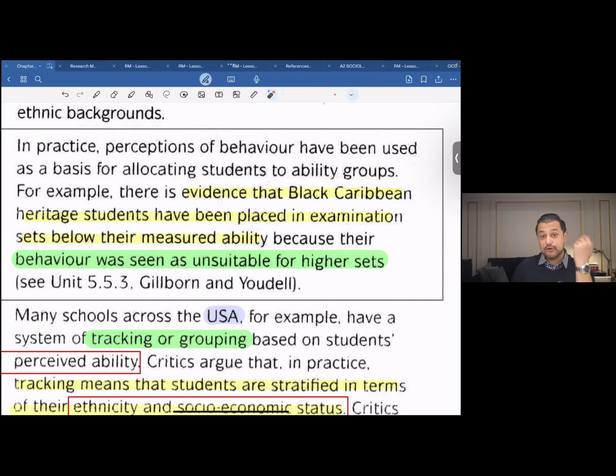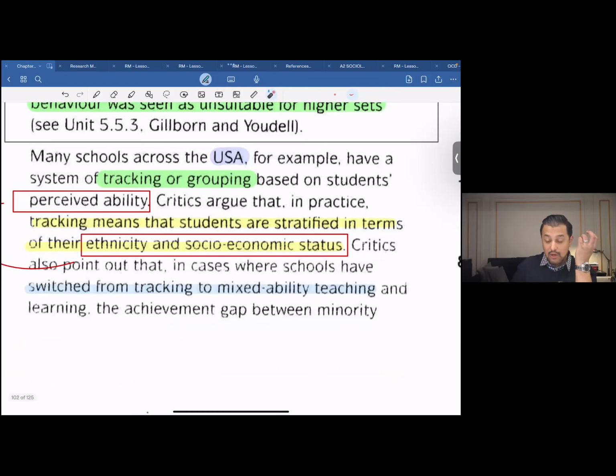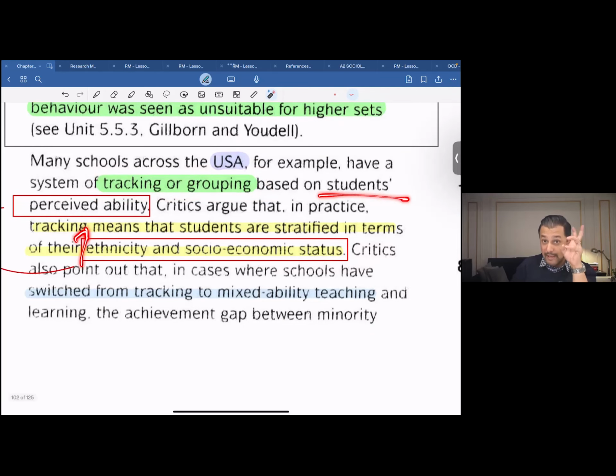After discussing what happens in Britain, let's move on and talk about what these ability groups are referred to in the US, and then see how this ability grouping has actually worked there. So many schools across the US have a system of tracking or grouping. What we were referring to as ability groups or sets in the UK, we refer to as tracking in the US, based on students' perceived ability. Critiques argue that in practice, tracking means that students are stratified in terms of their ethnicity and socioeconomic status.